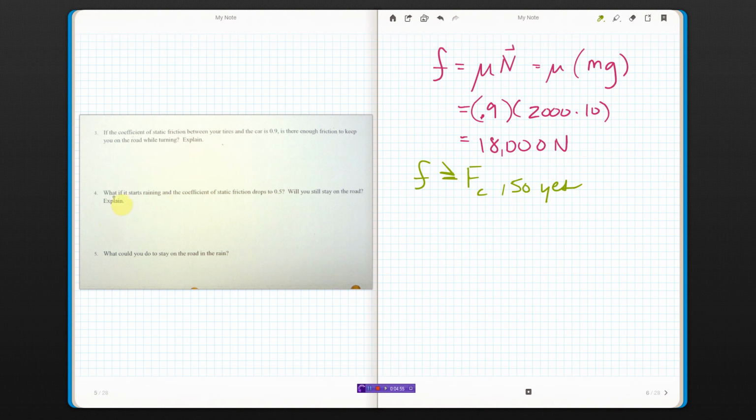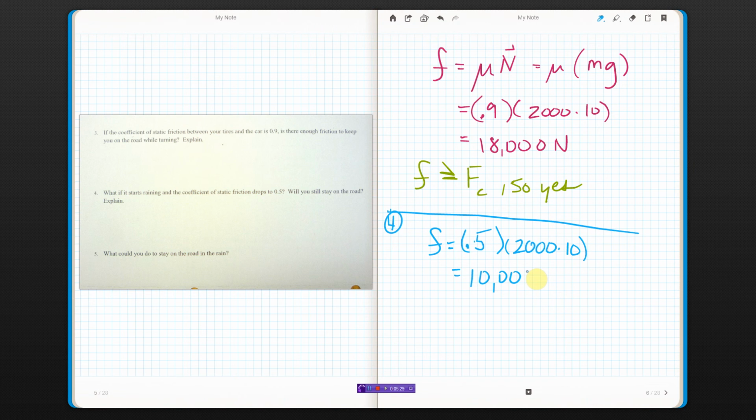So number 4: what if it starts raining and the coefficient of static friction drops to 0.5? Then will you stay on the road? Doing number 4 now. Well, now the friction coefficient is 0.5. So it's 0.5 times 2,000 times 10. If I do that, I end up with 10,000 newtons.